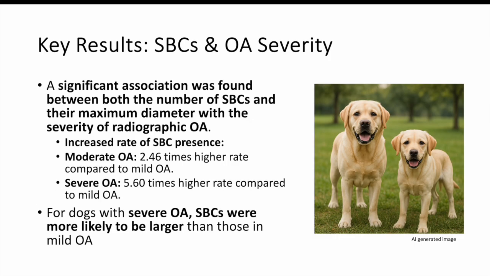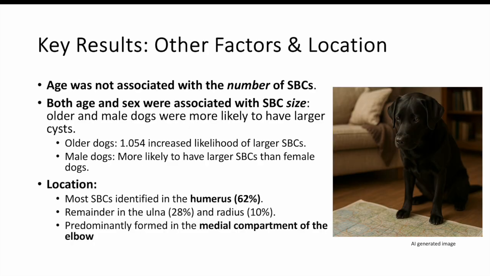Specifically, the rate at which subchondral bone cysts were present increased significantly for both moderate and severe osteoarthritis compared to mild osteoarthritis. For dogs with severe osteoarthritis, there was an increased likelihood that their subchondral bone cysts were larger than those found in dogs with mild osteoarthritis.